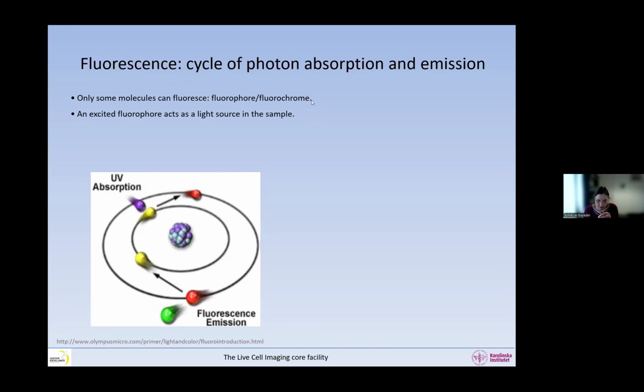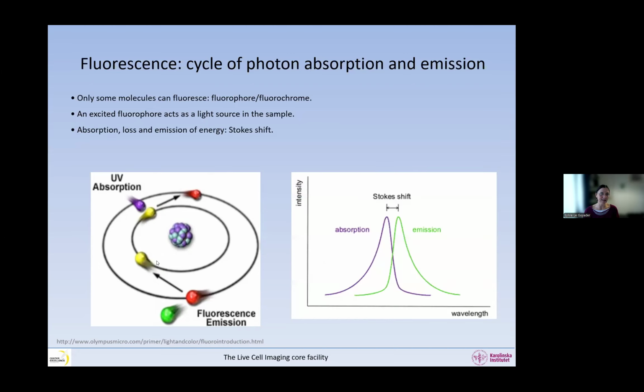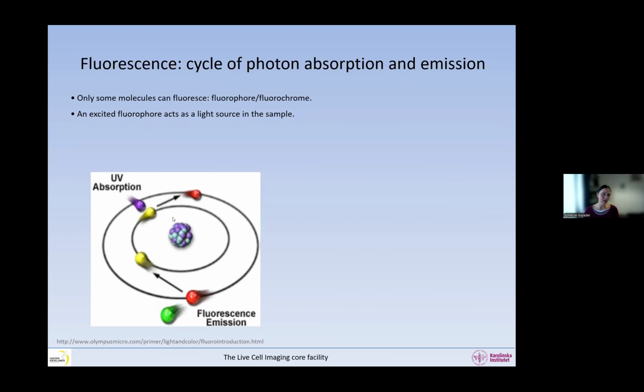Sometimes fluorochrome is just the part of the molecule that can fluoresce, but you can call it fluorochrome, fluorophores, it's a little bit indistinguishable. An excited fluorophore acts like a light source in the sample. So we have lots of little light sources in our sample. So this is what it can be represented as. And we have, this is the molecule.